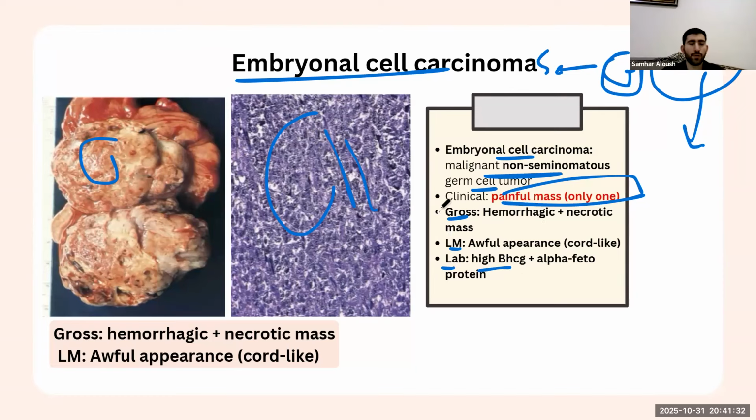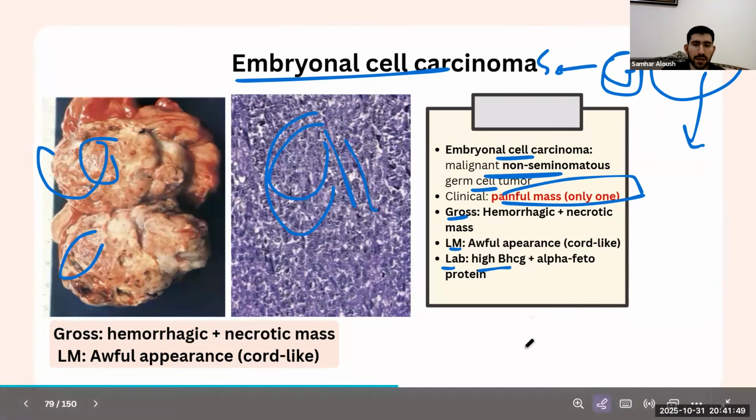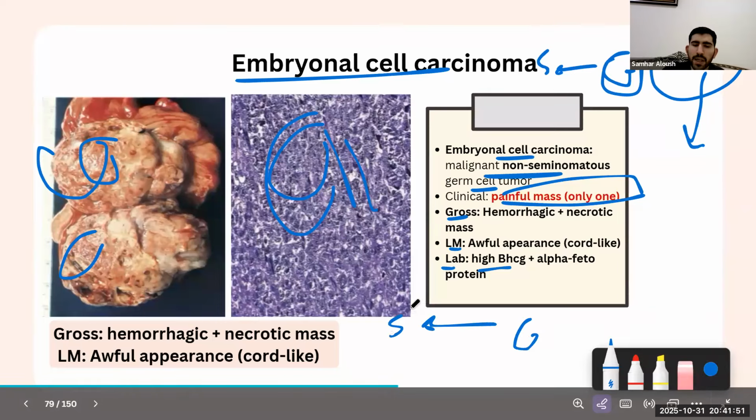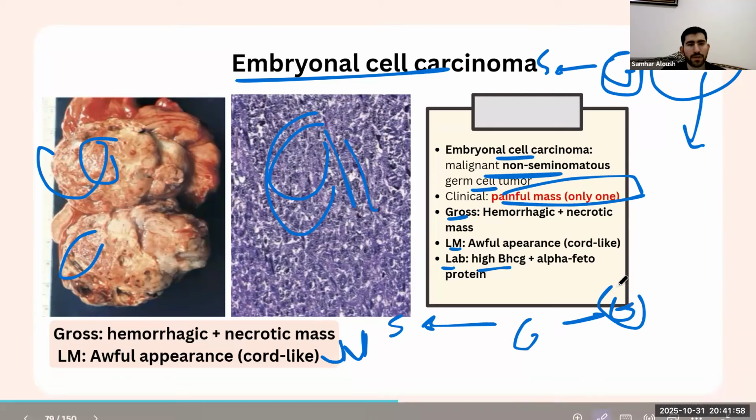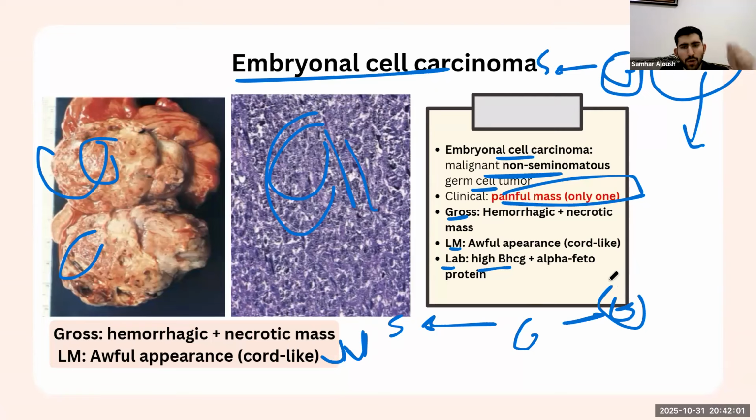So I want you to focus that embryonal cell carcinoma is the worst. Painful, hemorrhagic and necrotic, it looks ugly, light microscopy also looks ugly, and labs are all high. This is the worst cancer you might ever get. So among germ cell cancers, seminoma is fine, cute, labs are low, white or yellowish. And there is embryonal carcinoma, which is very vicious, painful, hemorrhagic, necrotic, awful in appearance, high in all labs. That's what I want you to know.